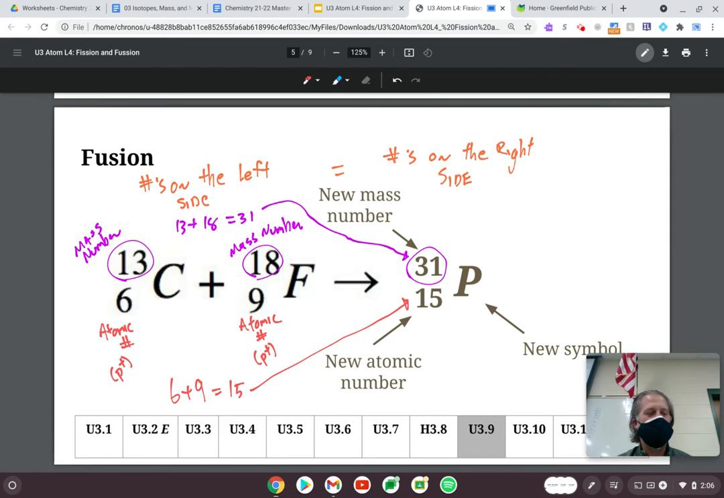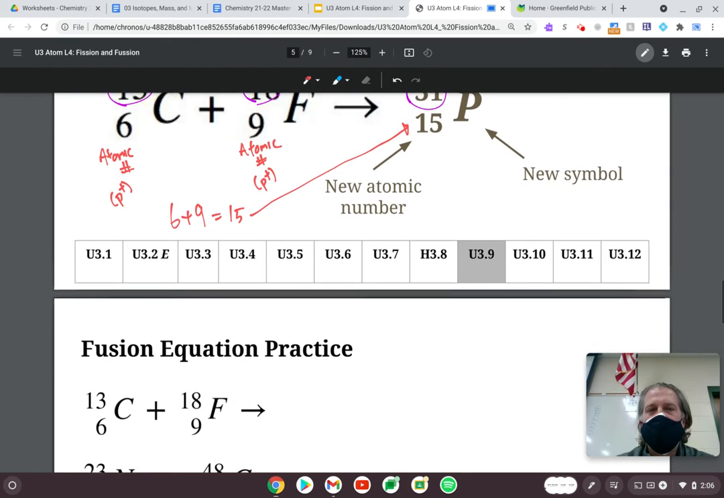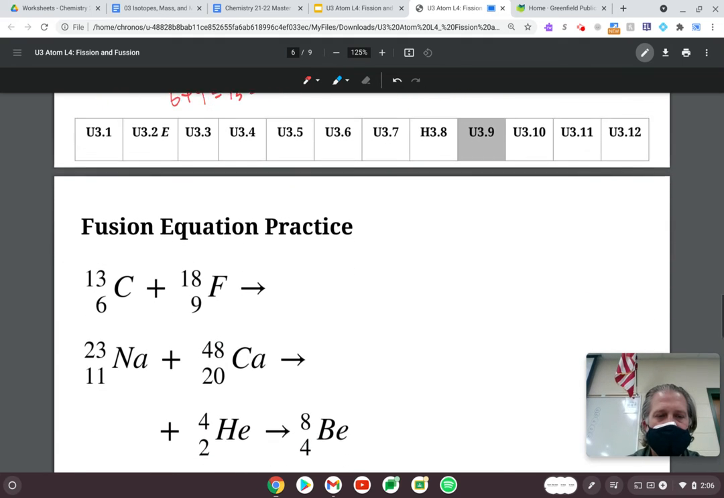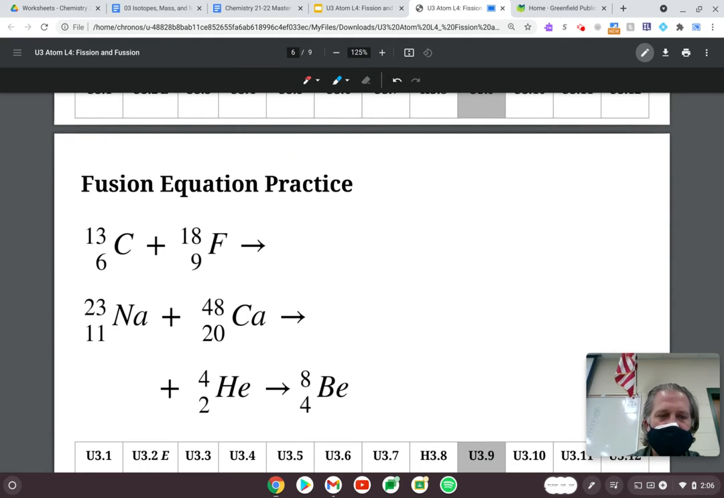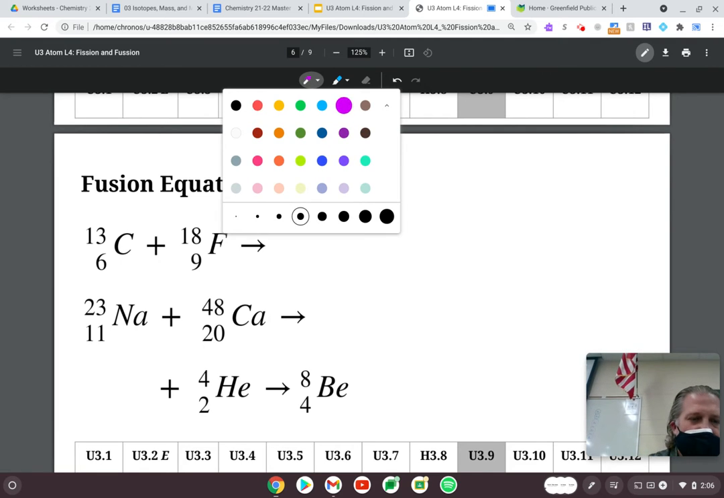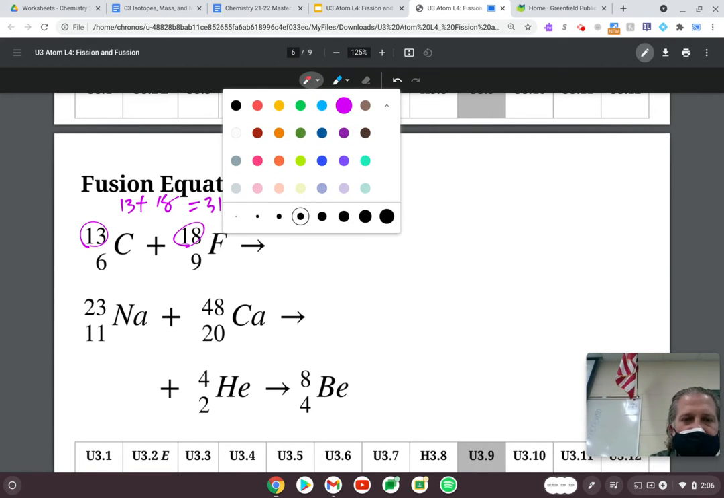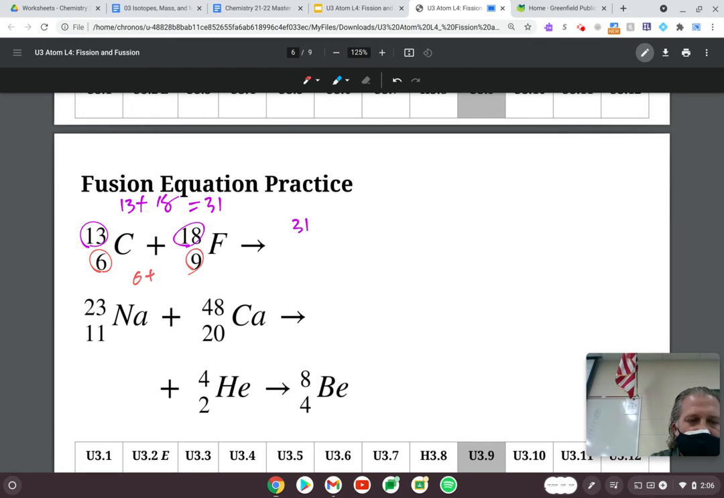So we've got some practice. We'll do one or two together. Here we go. This first one is just like the one up above. So I think I might skip it. Well, maybe not. I'll just do it quickly. So we've got 13 plus 18 equals 31. So I get 31. And 6 plus 9 equals 15. So I get 15. And I check out my handy-dandy periodic table, and I see that's phosphorus.